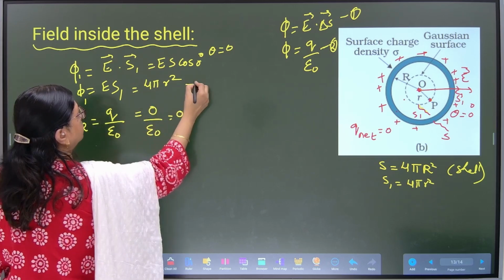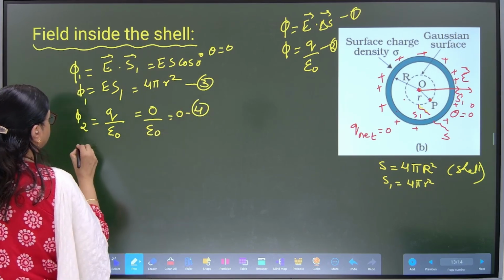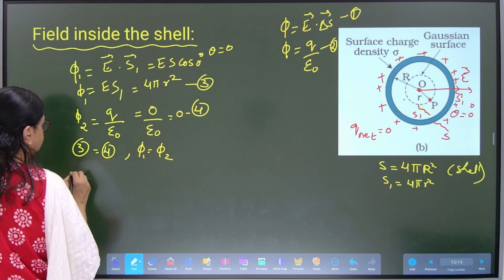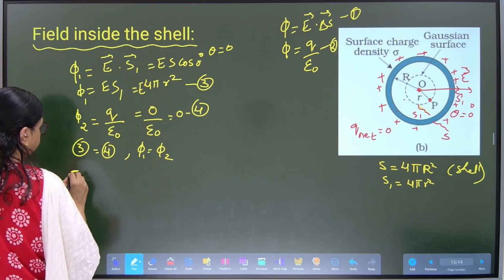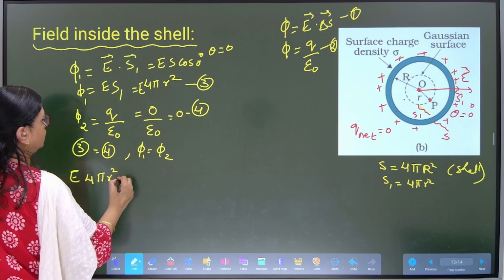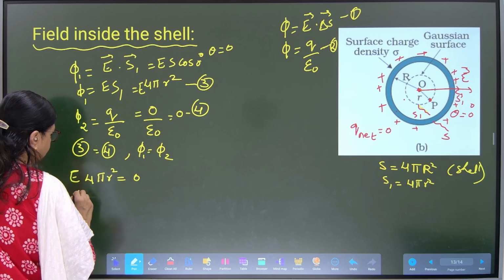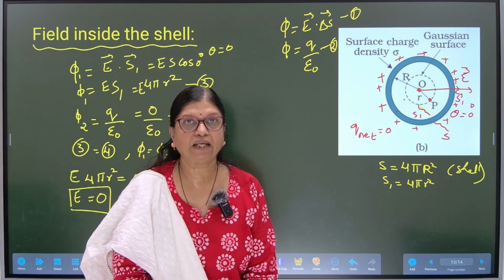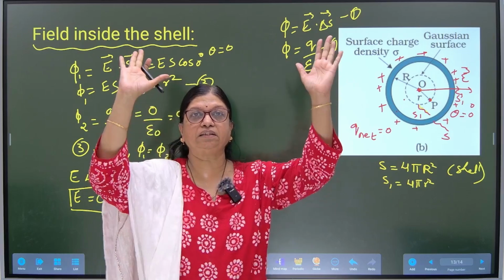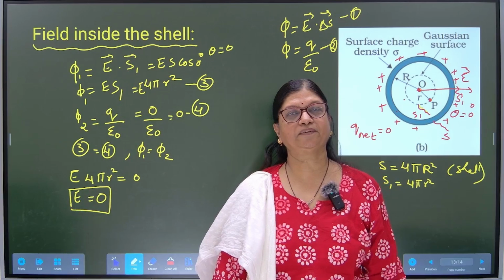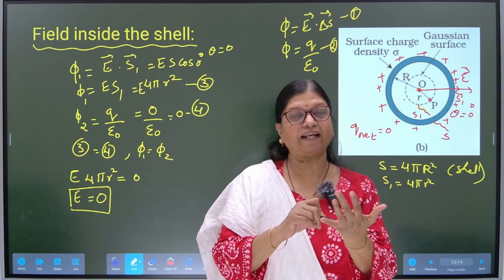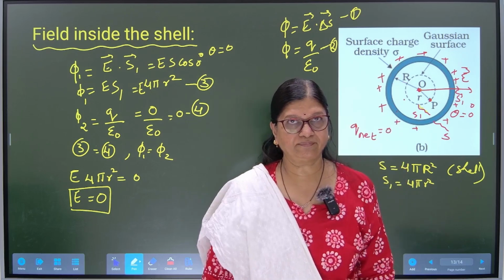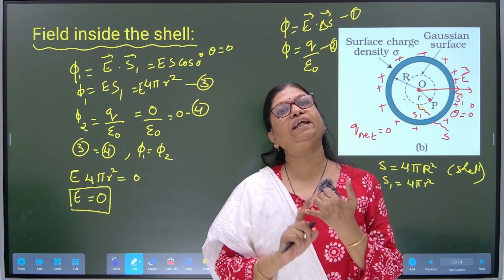Okay, so equating 3 and 4, we get 3 is equal to 4. What do we get? Phi 1 is equal to phi 2. So we write E times 4 pi r square from equation 3 is equal to 0 from equation 4. Therefore, we get E is equal to 0. So remember, for a thin spherical shell, inside the shell, the electric field is 0. Understood? I hope I am clear that inside the shell, if we have a point, the electric field is 0.